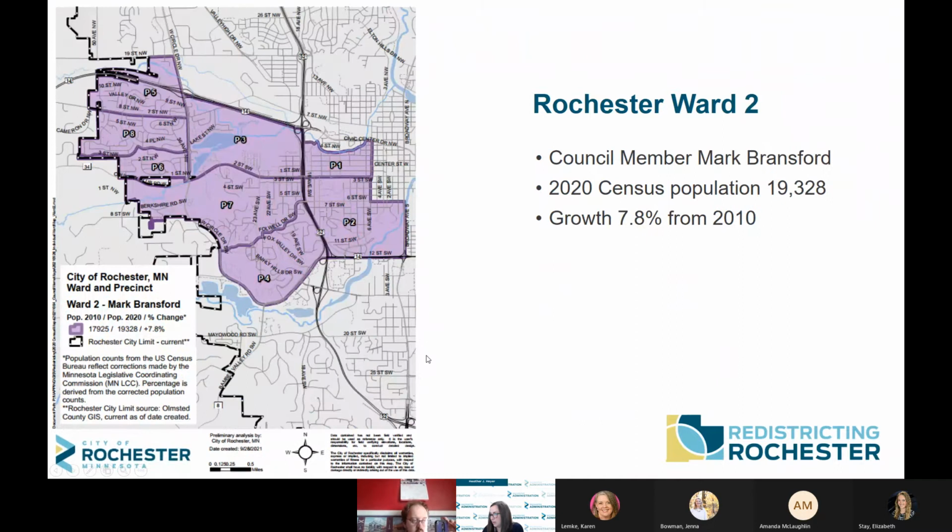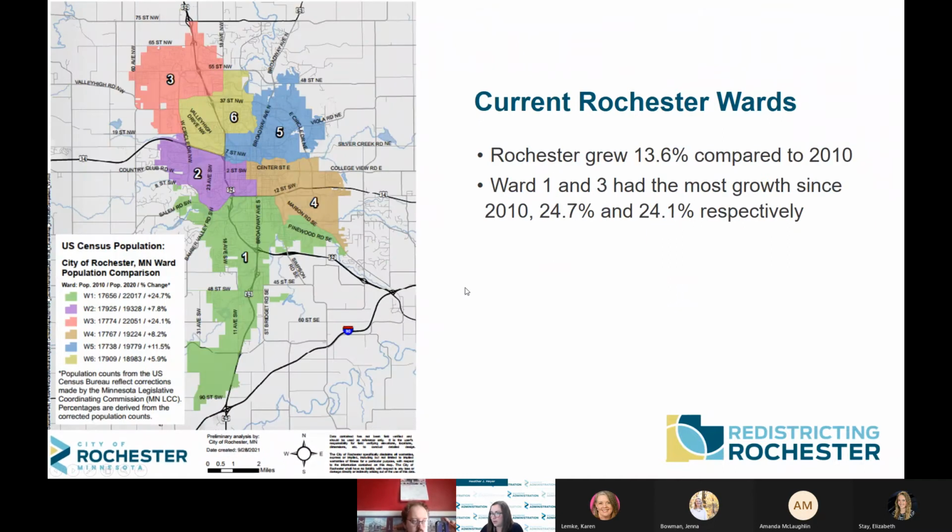So I'm actually going to cycle back a couple of slides to this main map here. Remember earlier I mentioned that if you divide Rochester's current population by 6, our equal size would be about 20,233. And so you can see here where there are 2 wards that will need to lose some population, and the remaining wards will all need to gain a little population.